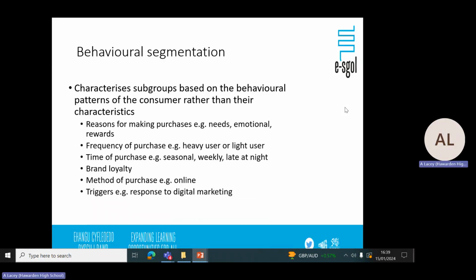Looking at behavioural segmentation, this is where subgroups are based on the behaviour patterns of the consumer rather than their characteristics. So reasons for making purchases, for example, the needs, emotional rewards, frequency of purchases, time of purchase, brand loyalty, method of purchasing, so online or in person from shops, and the triggers, so like the response to digital marketing, is that making a difference?